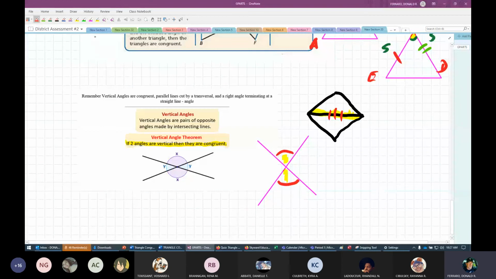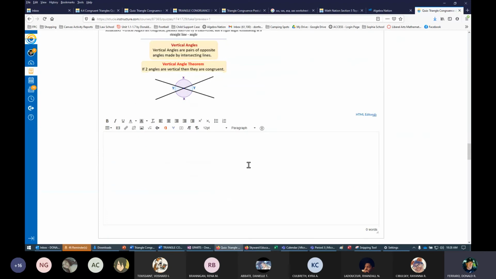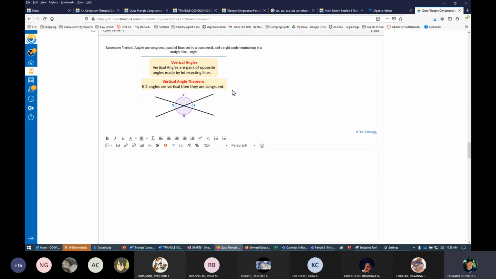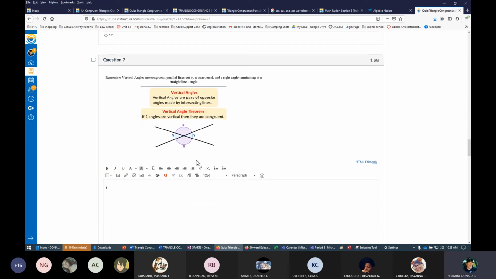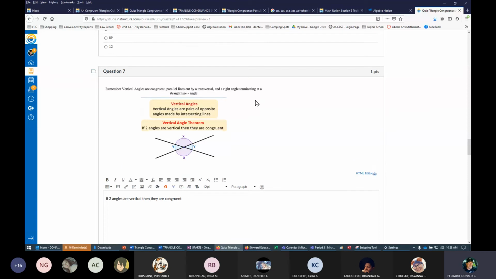When I was growing up, back when we had to do math with rocks and chisels, they called them opposite angles. So the opposite angles are congruent. All right. So again, what I want you to put in your notes here is, if two angles are vertical, then they are congruent. We covered that back in September or October. So if two angles are vertical, then they are congruent. And we got about 5 minutes here. So put that into number 7.